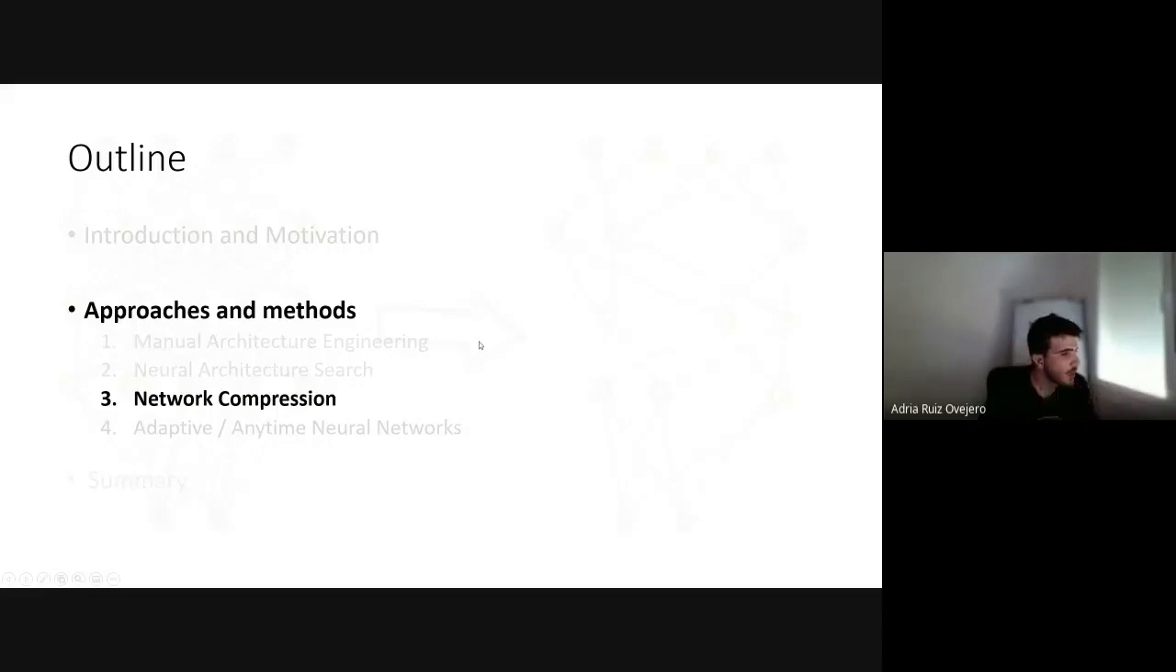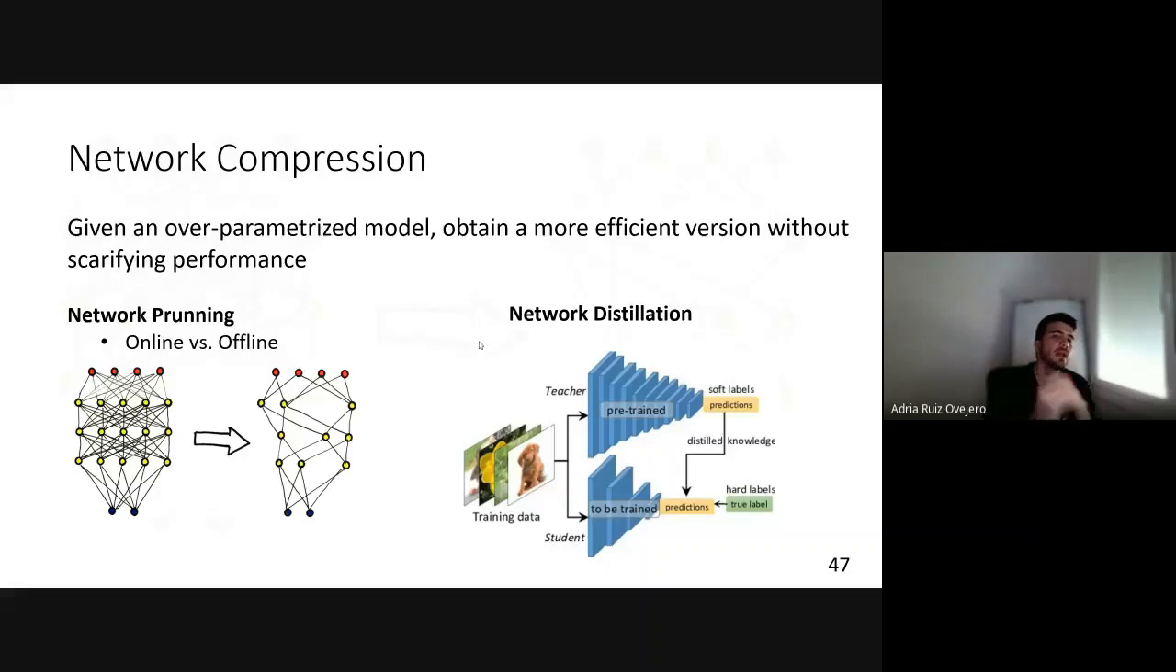So now I'm going to talk about network compression, which is another way to build these computationally efficient deep neural networks. So the idea of network compression is that given an overparameterized model, we would like to obtain a more efficient version of it without sacrificing performance. So the idea is very easy. We have an overparameterized model, a big model, and we want to train a version of it that is much more efficient, but trying to not lose a lot of performance.